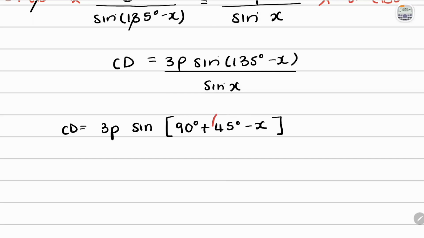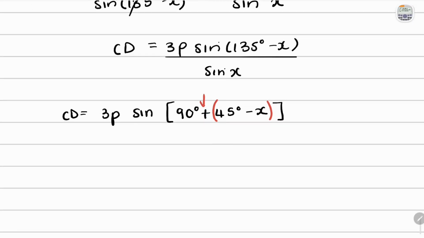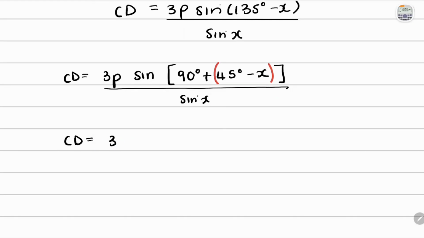If we group these two together like that, we can use cofunctions, and it's possible to do so because you see we have a plus sign. There's no confusion with that. Okay, so we're just grouping those together. So over, and we have sine x. And then CD is equal to, we have 3p.